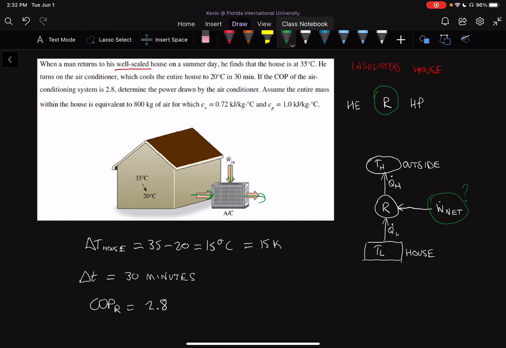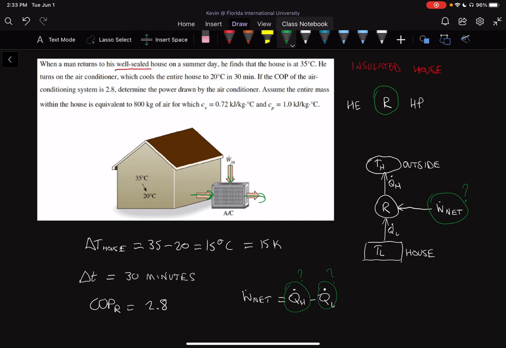So let's write down some equations that we have for W dot net. W dot net, we know, is equal to Q dot H minus Q dot L. That's our equation. Now, do we know any information on Q dot L or Q dot H? We don't know Q dot H, and we don't know Q dot L. So we're going to have to figure them out.